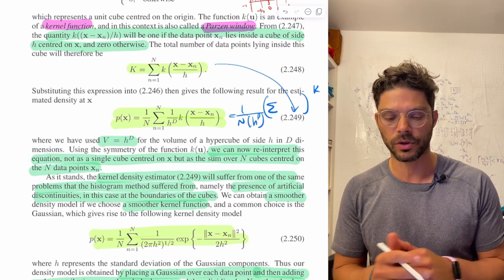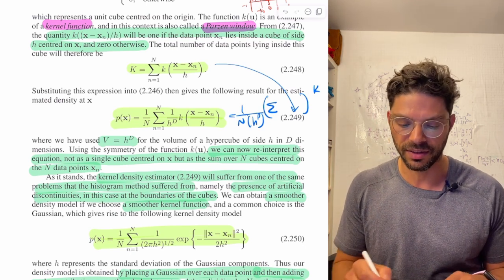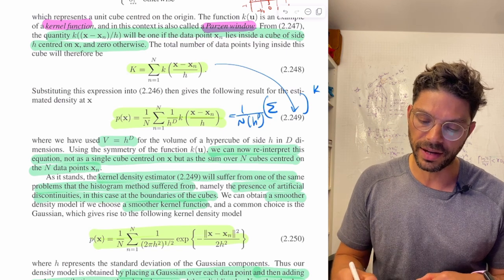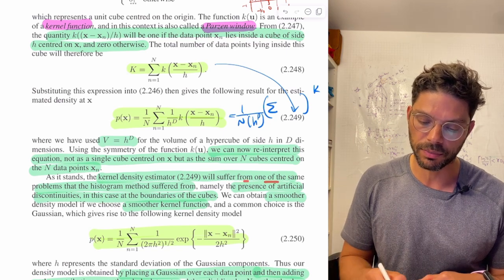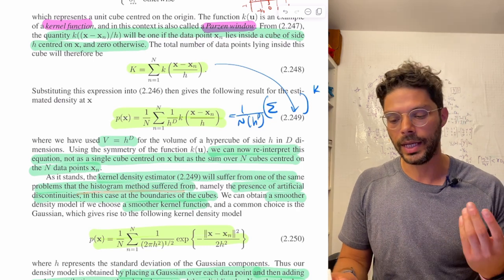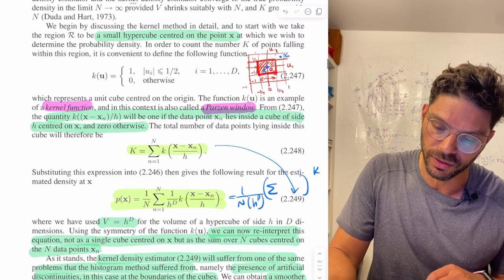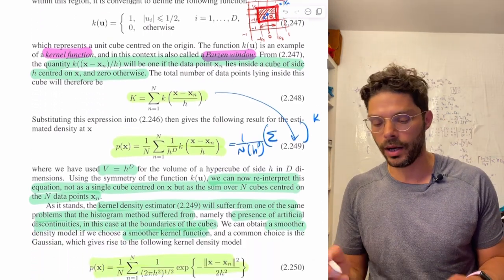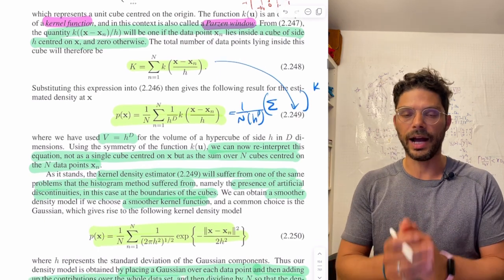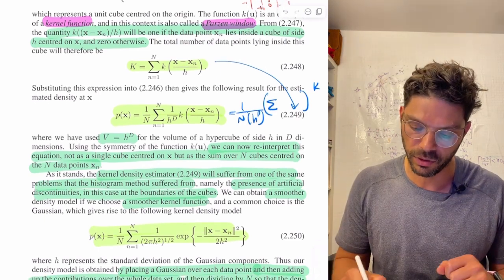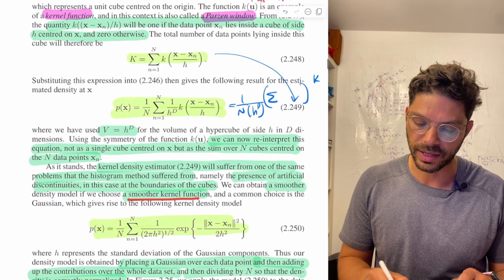It's the same logical sense when we consider the Gaussian case in a second. So as it stands, the kernel density estimator will suffer from one of the same problems that the histogram method suffers from, namely the presence of artificial discontinuities, coming from the fact that we are using these kind of sharp boundaries. So why not soften the boundaries?